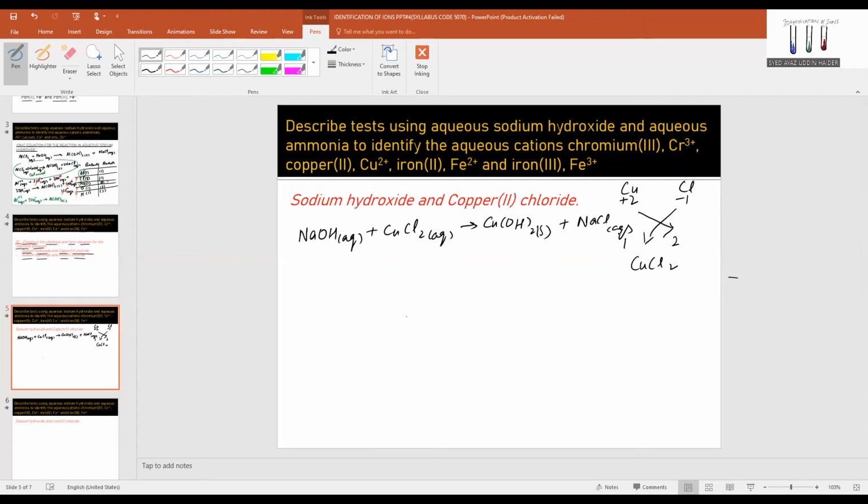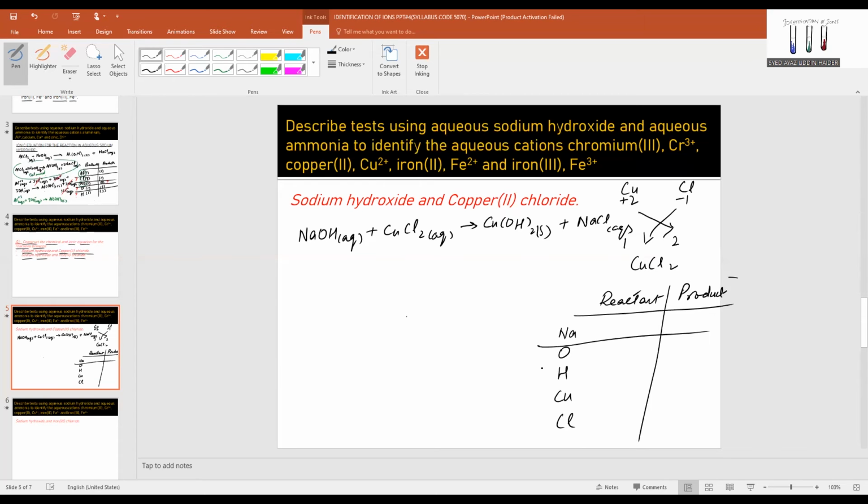The same way, you can do this by making a column on the right-hand side of the page for reactants and products. We have the elements Na, O, H, Cu, Cl. Count the number of atoms on each side. Na, 1 on both sides. O, 1 on the reactant side but 2 on the product side. Hydrogen, 1 on the reactant side, 2 on the product side. Cu, 1 on both sides of the equation. Cl, 1 on the reactant side and 1 on the product side.